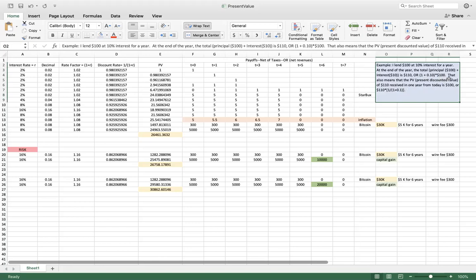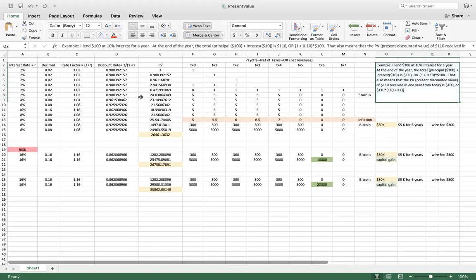And you can see I did the little calculation here. The present value, or the present discounted value, we just say present value and leave out the discounted part, or the PV, of $110 received 1 year from today is $100. Or you can take that 110, which is the outcome a year from now, and multiply it by 1 over 1 plus the interest rate. So is that intuition clear, Joshua? You've probably heard that before. Yeah, that makes sense. Yeah.